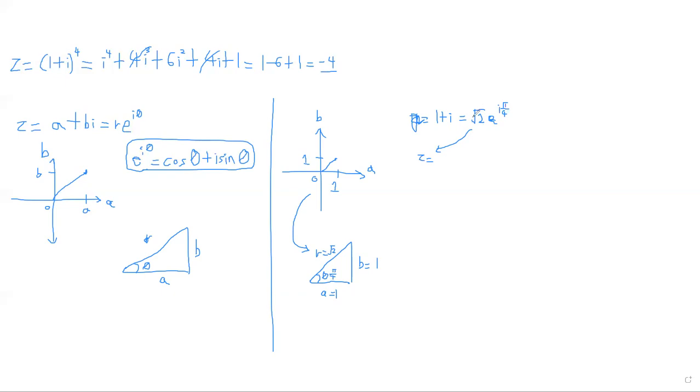Z, okay, so root 2 to the power of 4 is just 4. And then e to the power of i pi over 4, all to the power of 4, would just be e to the power of i pi, which is equal to 4 times cos pi plus i sine pi. This is 0. And that's -1. 4 times -1 is -4. And now we are done this question.